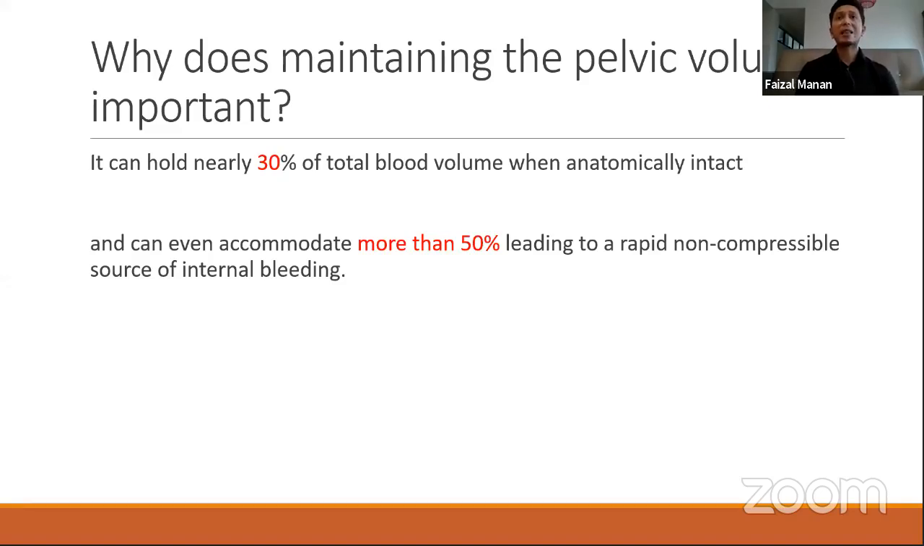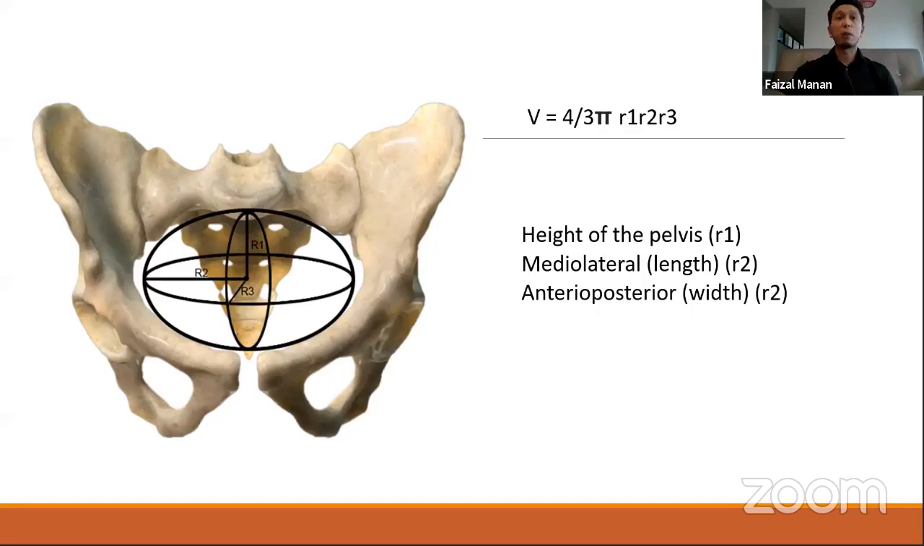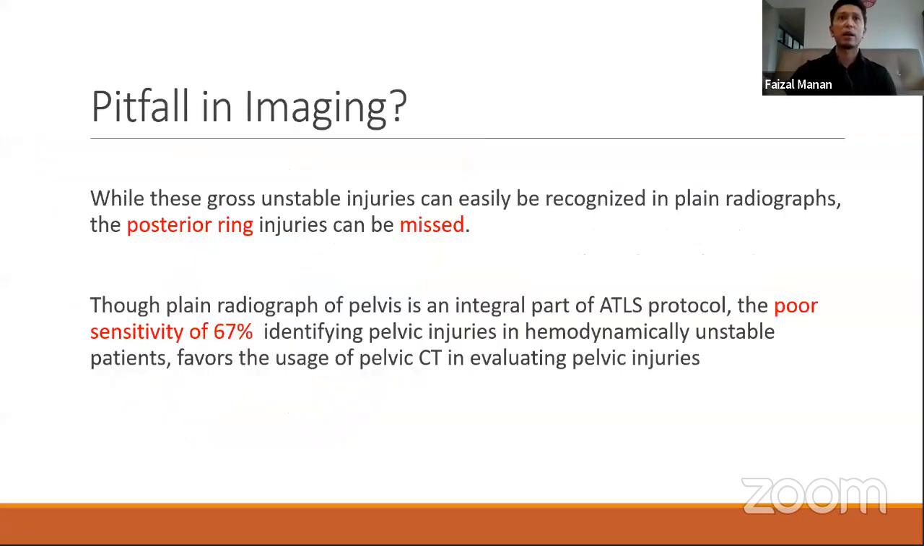In a normal, intact, anatomical pelvis, it can hold up to 30% of total blood volume and can even accumulate more than 50% of blood volume, leading to rapid, non-compressible internal bleeding. There is a formula they use to roughly gauge the volume of the pelvic cavity itself. It is divided into the height, the length, and the width of the pelvis, with the equation above here. Don't worry, this won't come up for the exam. This is just for some understanding for you guys.